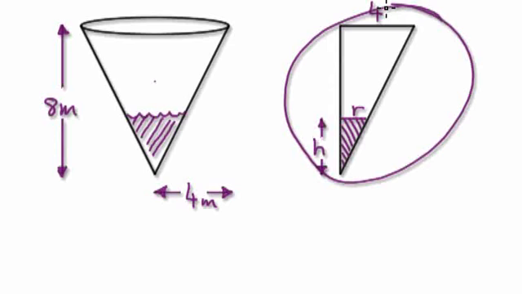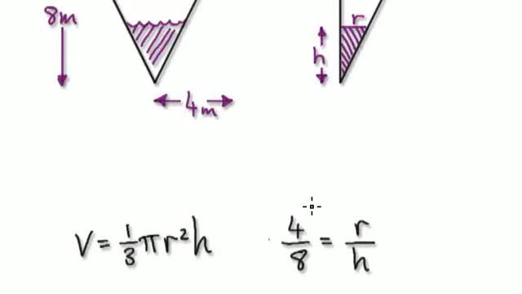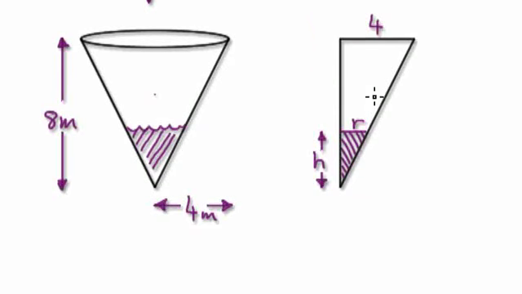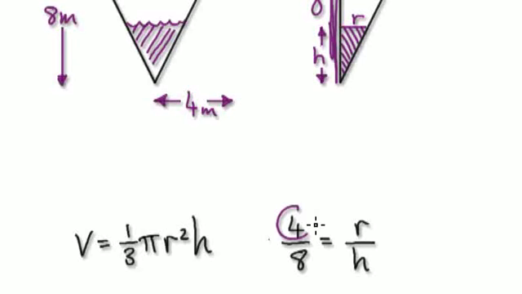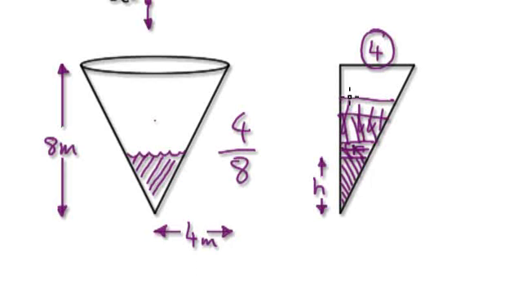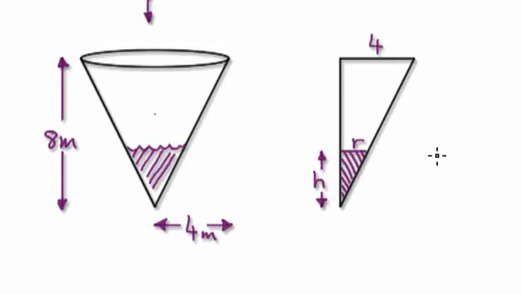Well, if you look at this diagram here, you need a way to get rid of this radius. Don't forget this whole length here is 8. So if you look at the ratio, 4 over 8 will always be the same as R over H. As you're filling it up with water, the water level rises, so this H rises, and the radius also increases. But the ratio will always be the same. So you can make this statement here.